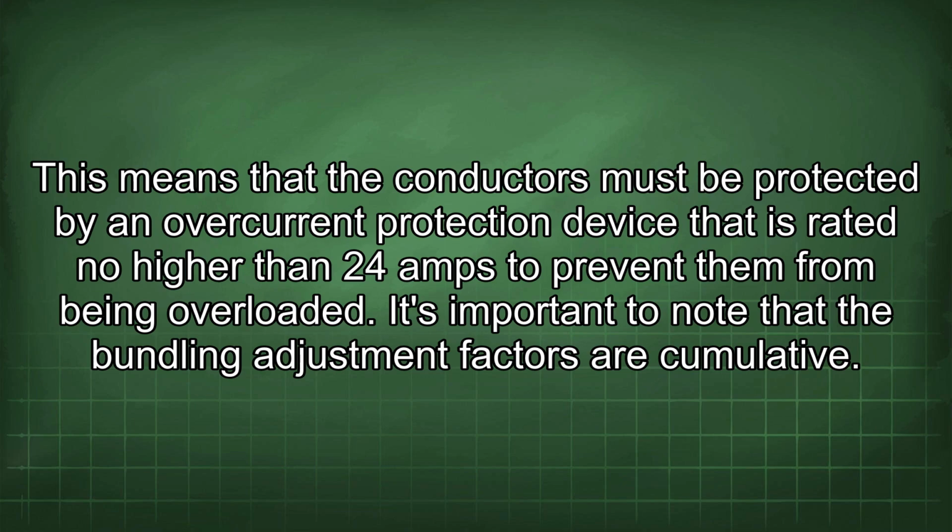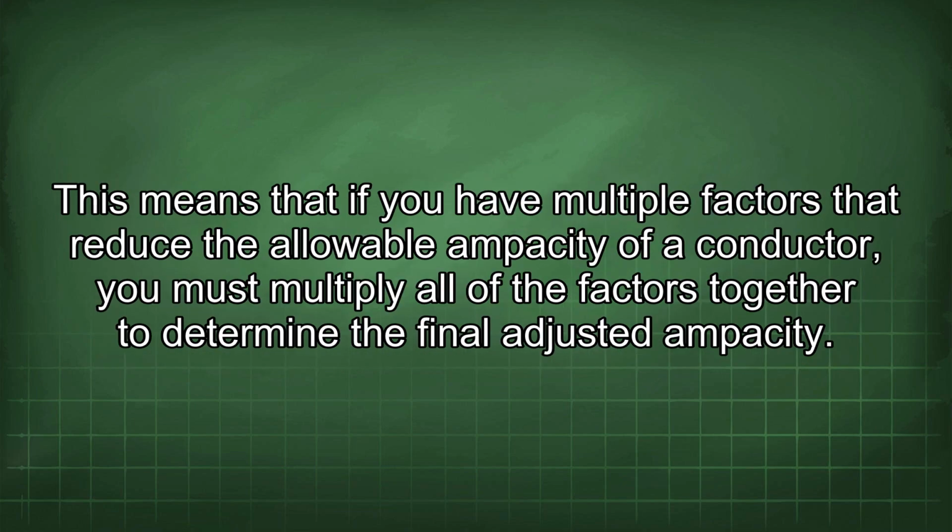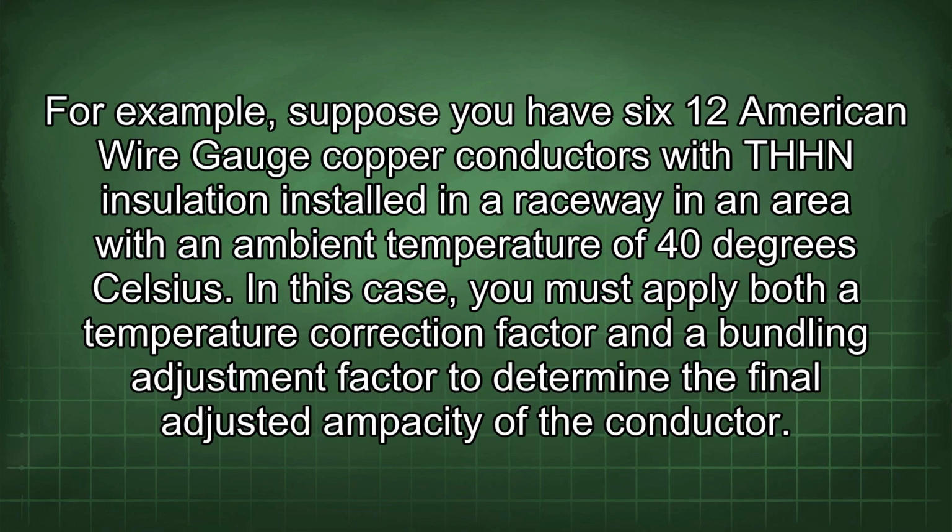It's important to note that the adjustment factors are cumulative. This means that if you have multiple factors that reduce the allowable ampacity of a conductor, you must multiply all of the factors together to determine the final adjusted ampacity. For example, suppose you have 6 12 American wire gauge copper conductors with THHN insulation installed in a raceway in an area with an ambient temperature of 40 degrees Celsius. In this case, you must apply both a temperature correction factor and a bundling adjustment factor to determine the final adjusted ampacity of the conductor.